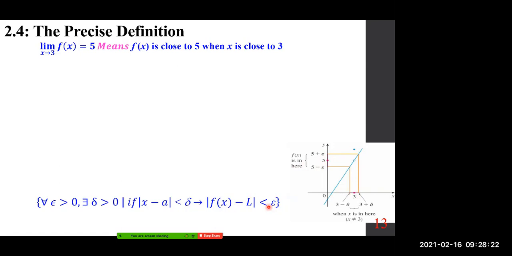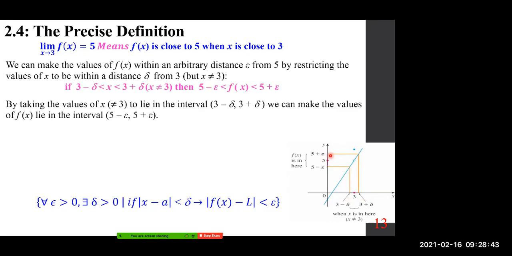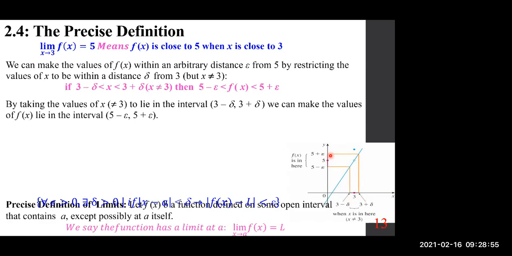That's the concept, which means if x, in this case x equals a, is within delta to the left and right, then f of x, the limit of that, is within epsilon. It can't go more than that. That's the idea. So the limit of f of x as x approaches 3 equals 5 means f of x is close to 5 when x is close to 3. And that's the idea behind this. I hope everybody is comfortable with the concept.